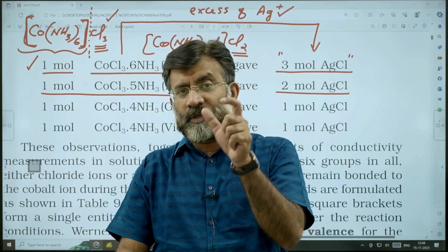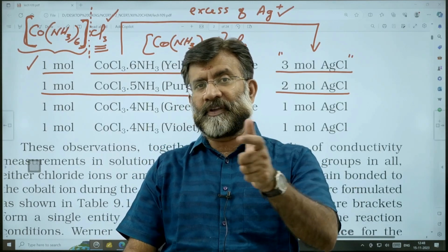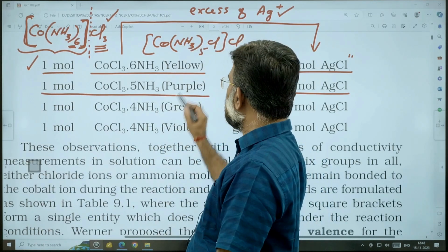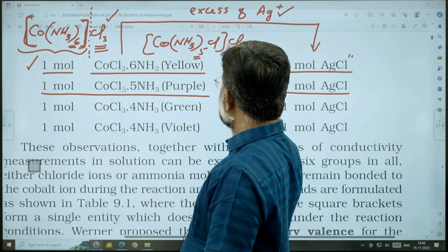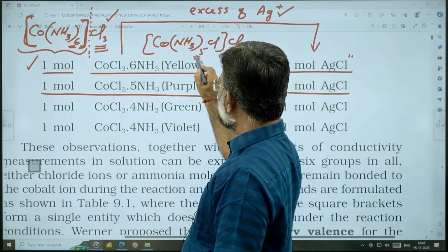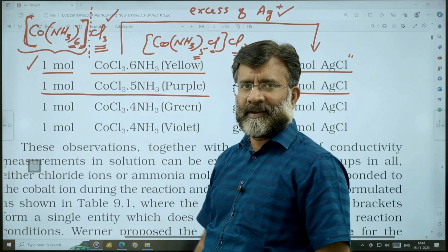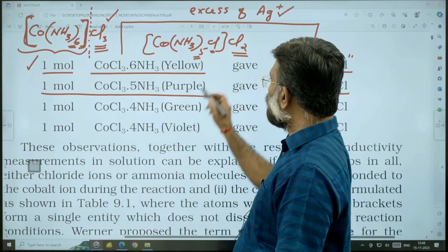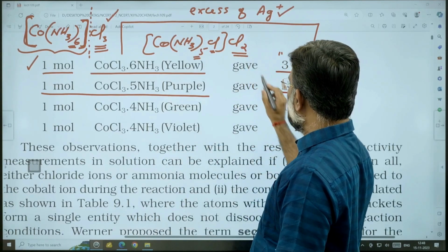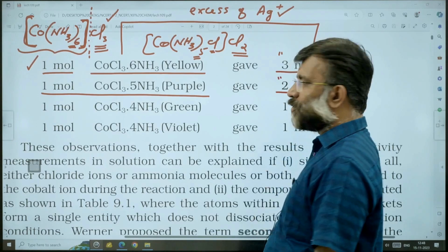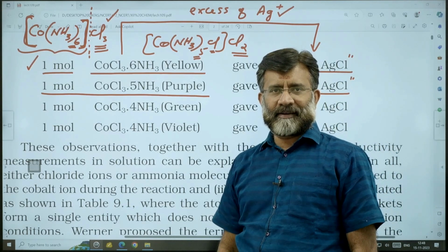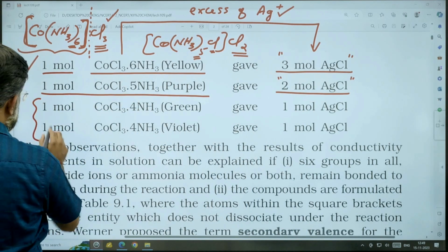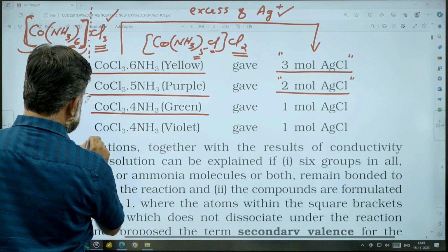And what is the logic of his comment? Secondary valency fixed. You see, secondary valency 6, coordination number 6. Here you have 5. So out of 3 chlorine, 1 chlorine comes inside. So 5 ammonia and 1 chlorine. Now 6 is the secondary valency. And the result is, out of 3 chlorine, 2 chlorine available outside, which will precipitate, you get 2 mole AgCl. Is it clear?